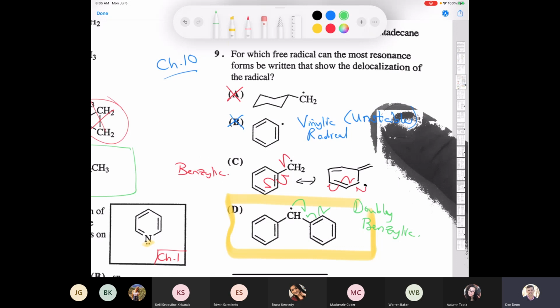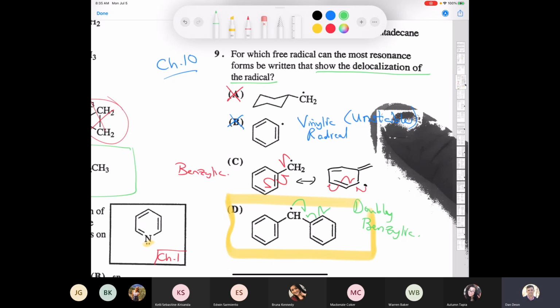So the answer is D, because it's got 2 aromatic rings in which you can show the delocalization of the radical. Give me a thumbs up if that makes sense to you. You're like, yeah, makes sense now. All right, cool, good. Let's move on to question number 11.